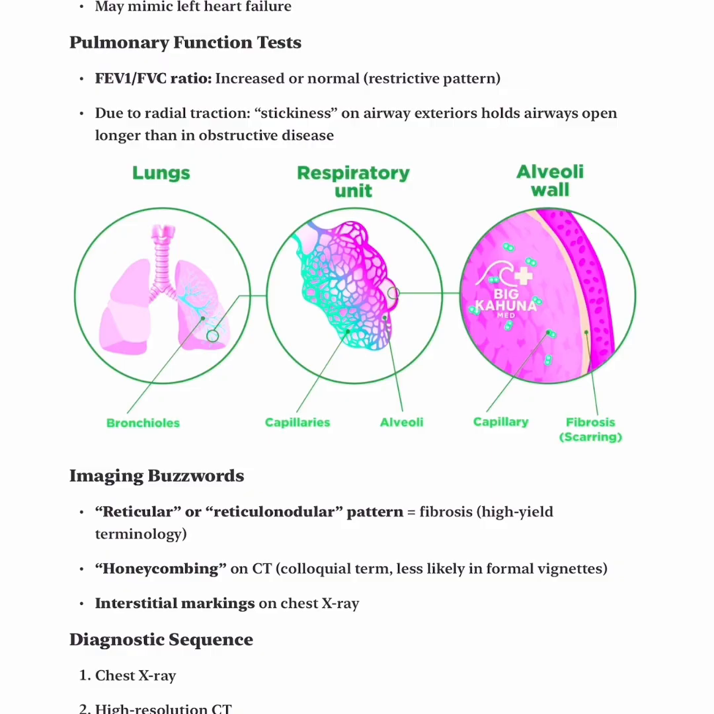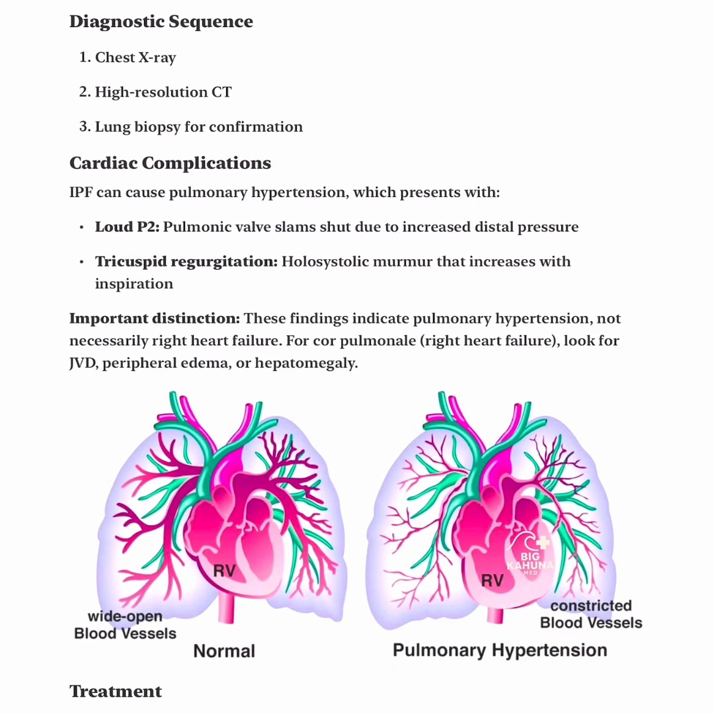Regarding buzzwords, if they say reticular or reticulonodular pattern, you're going to think fibrosis. Honeycombing is going to be a little less common and less formal. Interstitial markings on chest x-ray is another buzzword that you need to know. As far as diagnostic sequence, we're starting off with chest x-ray, next high-resolution CT, finally lung biopsy for confirmation.